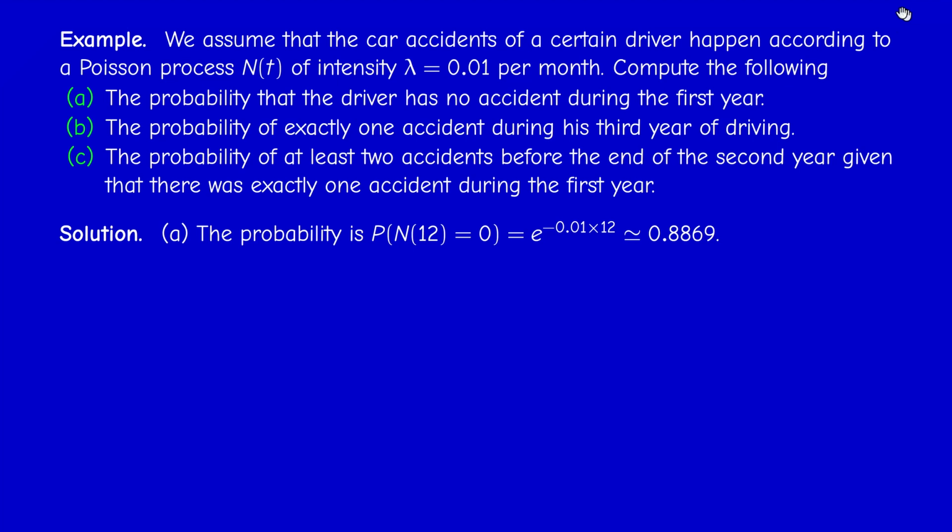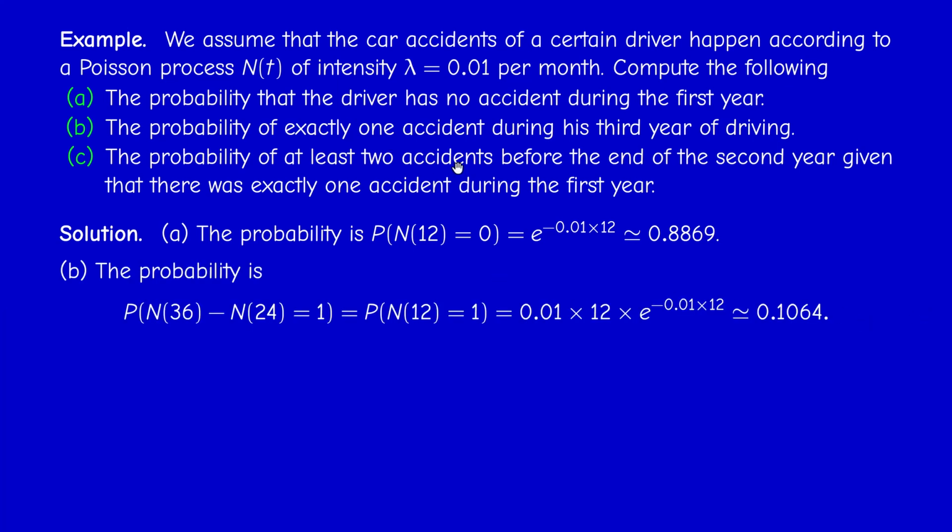So what is the probability that there's no accident during the first year? Since here we are counting per month, 1 year is 12 months. So the event that there's no accident during the first year means precisely that N of 12 is 0. And the probability of this event, as we said before, is just e to the minus lambda times the length of the interval, which is 12. So it's e to the minus 0.01 times 12, which is about 0.88. So it's a high probability, because it's a good driver. Because the intensity is small, the probability of no accident is high.